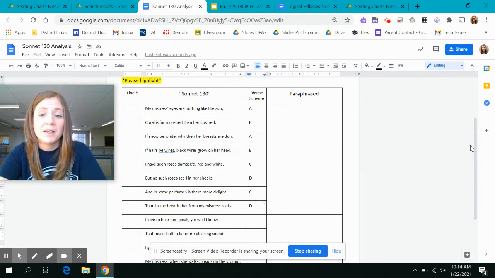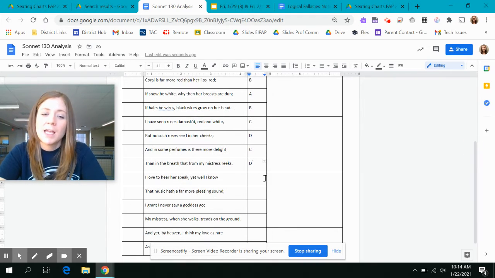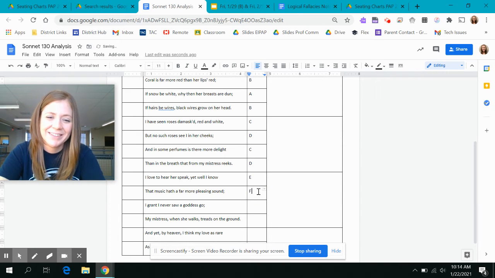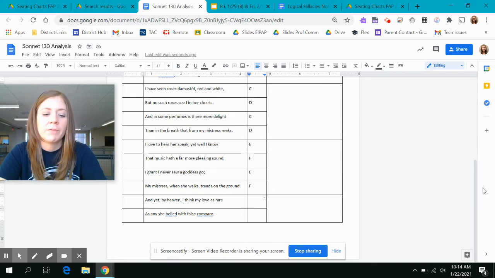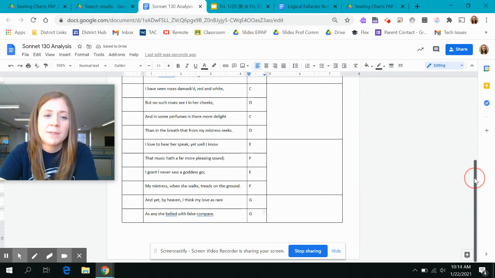Can you guess what the next quatrain is going to be? I'll give you some think time, like Dora the Explorer. That's right. E, F, E, F. I can guarantee you that's what it's going to be. We can go back and check it. Know and go, sound and ground. Yep. And then the last 2 are a couplet that are going to rhyme with each other. G, G. Rare and compare. So that is a typical rhyme scheme.